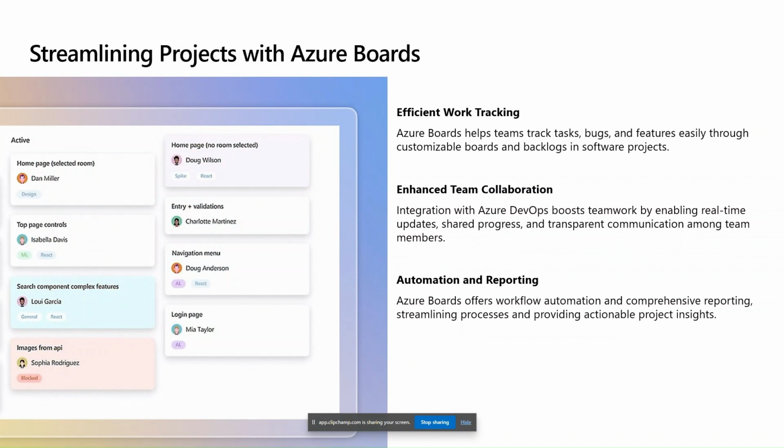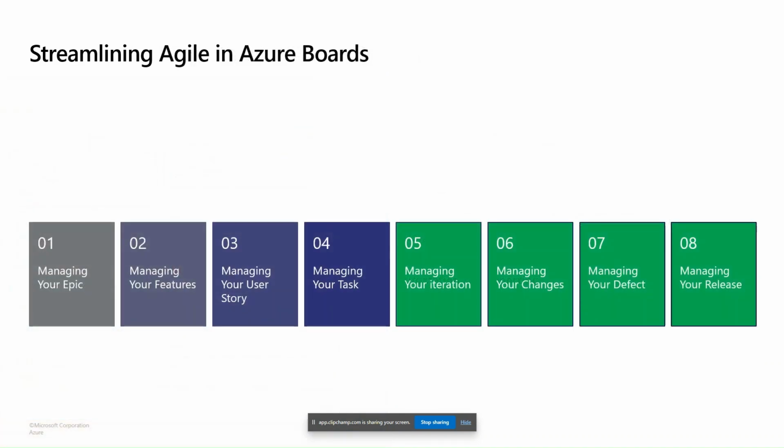It has enhanced team collaboration. You can communicate in Azure Boards by using comment sections. You can understand the progress of the user story. So Azure Boards is really helpful for agile project management. And when we discuss Azure Boards, there are steps that you can do in order to manage your agile projects.